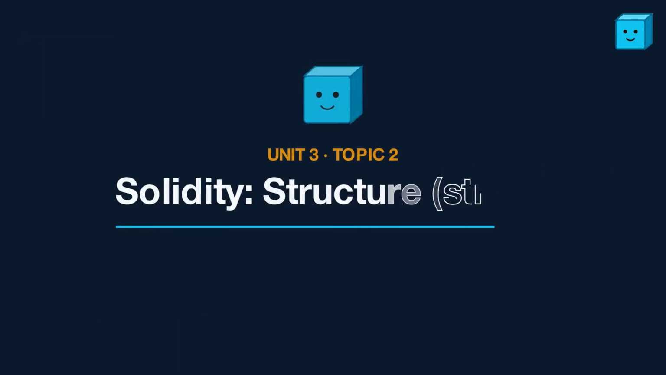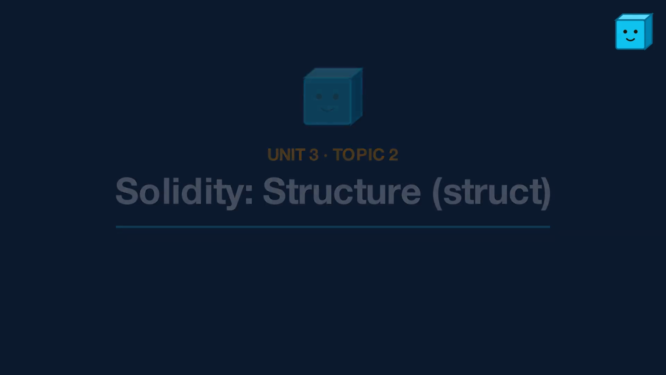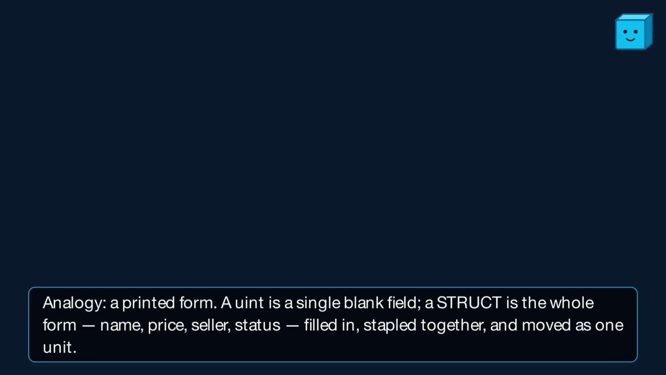Unit 3, Topic 2, Solidity, Structure, Struct. Analogy, a printed form. A uint is a single blank field, a struct is the whole form, name, price, seller, status, filled in, stapled together, and moved as one unit.